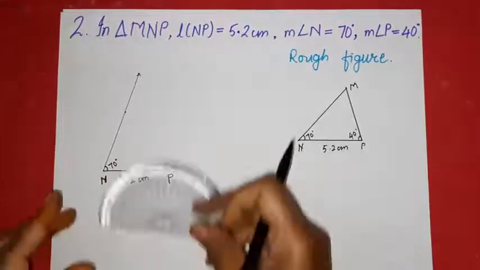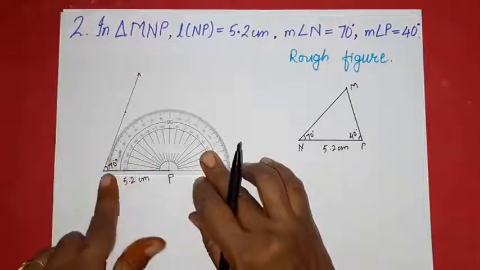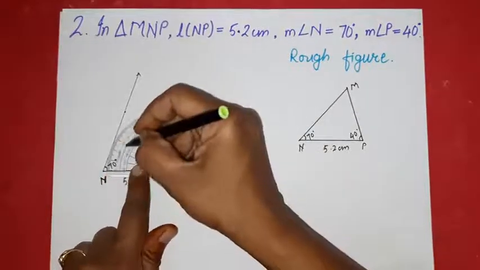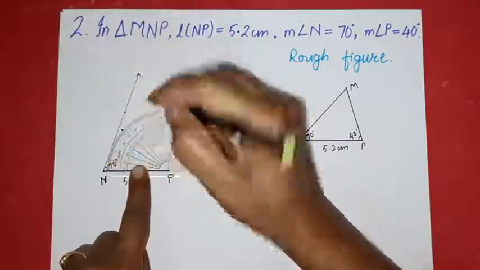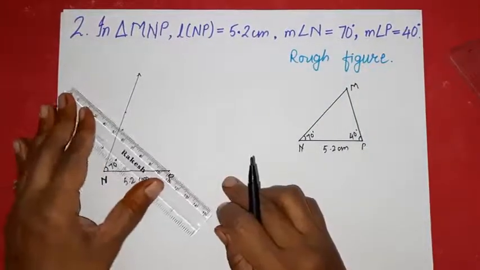Now angle P is 40 degree. So we will put the protractor on vertex P. Now we are overlapping on the left. So we will start the scale from the left, 0, 10, 20, 30 up to 40. Put the dot for that. Now join this dot with the vertex P.